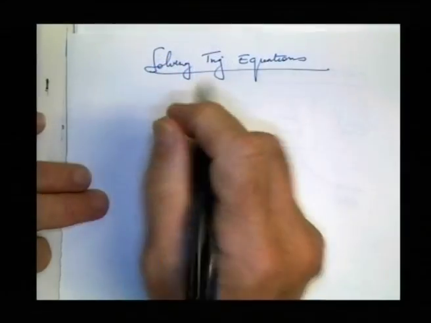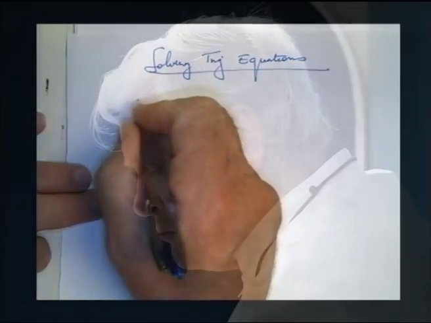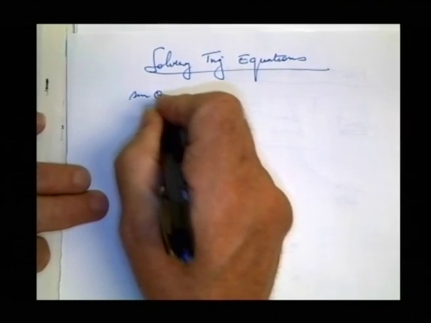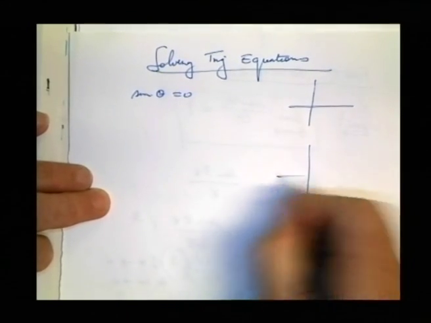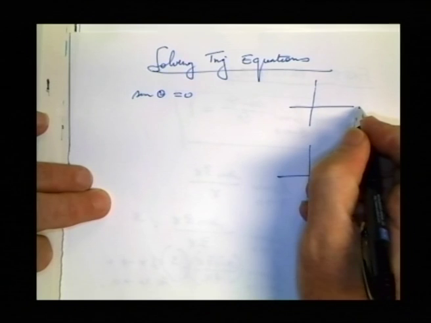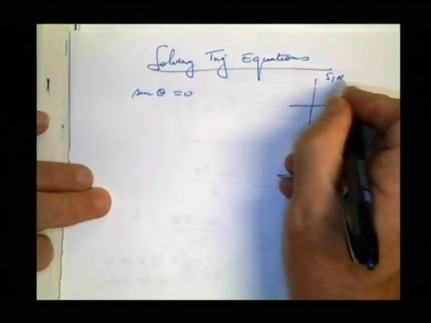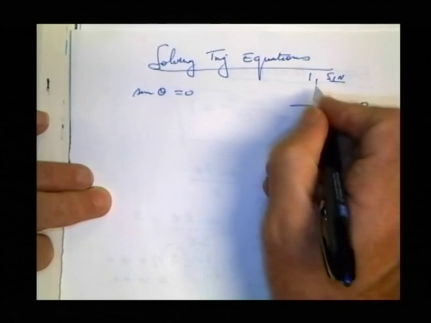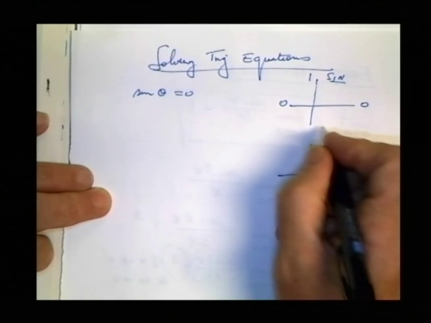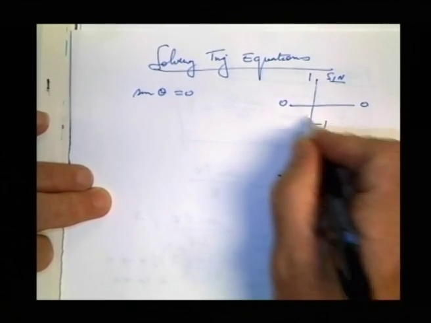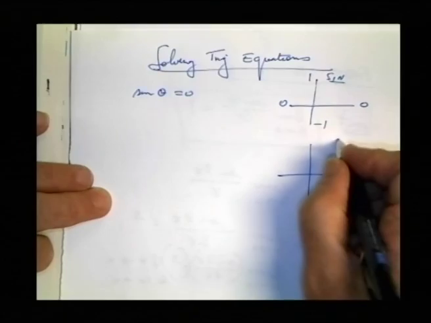Solving trig equations is the most important topic in 2 and 3 unit or extension 1 maths. One particular question might be something like this: sine theta is equal to 0. Now you must know, you could draw these diagrams here. The sine of 0 is 0. The sine of pi over 2, or 90, is 1. The sine of 180 or pi is 0, and the sine of 3 pi over 2 or 270 is equal to minus 1. Sine of 360 is 0.